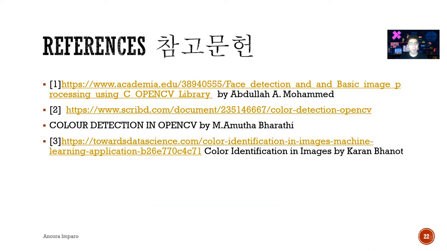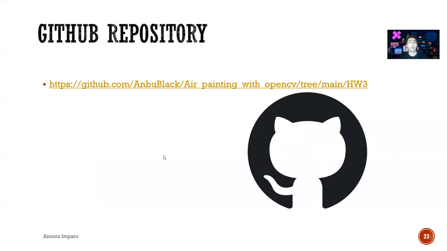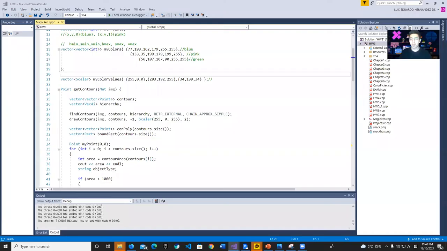Here are some references that we had during our project. So we have the main reference here. It's the color detection by Mohammad Barati. It's where we got the source code. And we have the repository on GitHub already uploaded. So if you want to get it, it's in the description of this video.